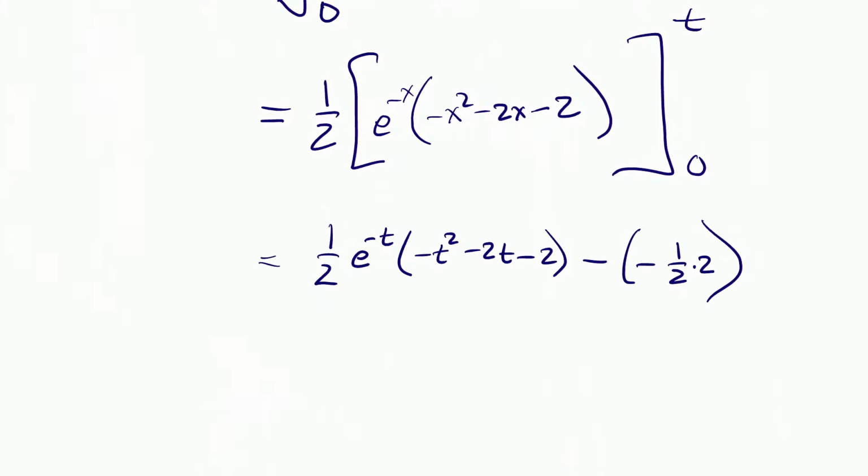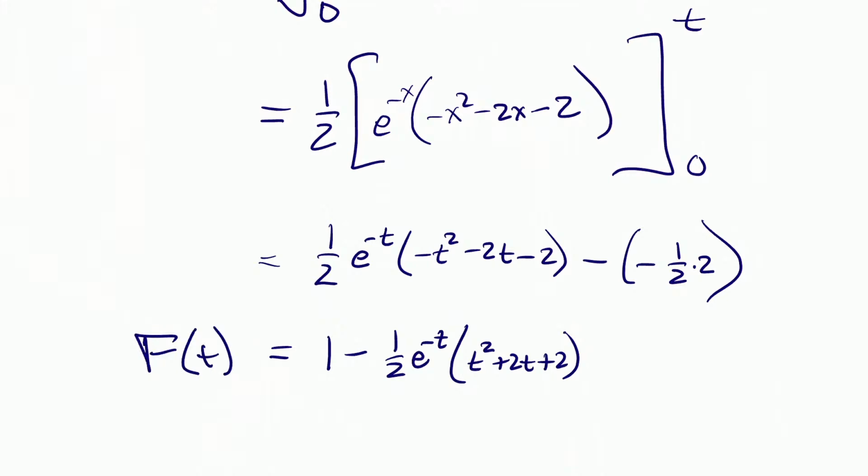So I guess I could write it like this: 1 minus 1/2 e to the negative t times t squared plus 2t plus 2. I just factored out the negative here so that it looks a little bit better. Maybe it's more than you need to. But that's the density function, or distribution function, sorry. The distribution function is that cumulative probability.